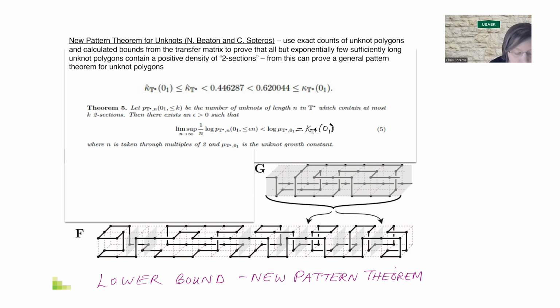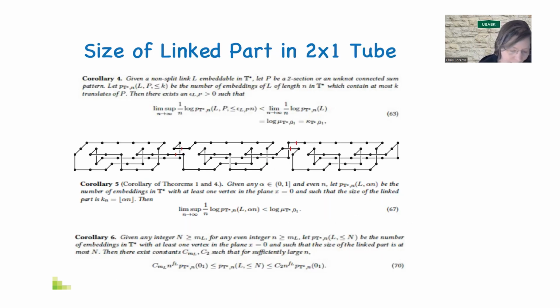And then of course, the unknots that don't contain any of the two sections, their exponential growth rate can be at most that. And then we got a lower bound on the exponential growth rate of unknots by actually counting unknot polygons and using those counts to get a valid lower bound. Putting these together, it shows the exponential growth rate for unknots that don't contain any of these two sections must be strictly less than the exponential growth rate of all unknot polygons. Then we can do additional combinatorial arguments to show that all but exponentially few unknots have a density of these two sections. And so then we can insert any knot pattern or link pattern that we want at these two sections, and we get the bound of the kind that we needed. And so that proves the conjecture for the 2x1 tube.